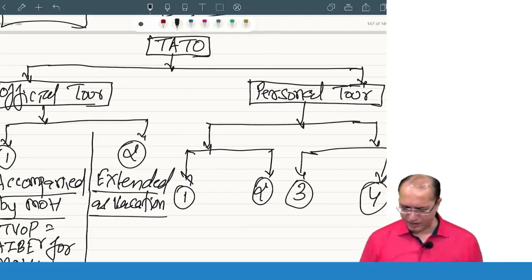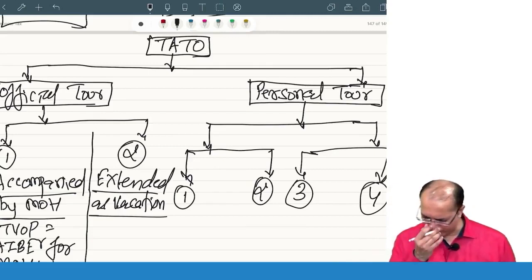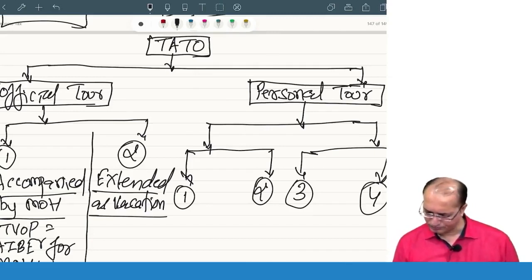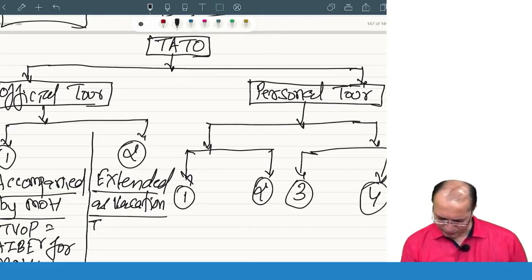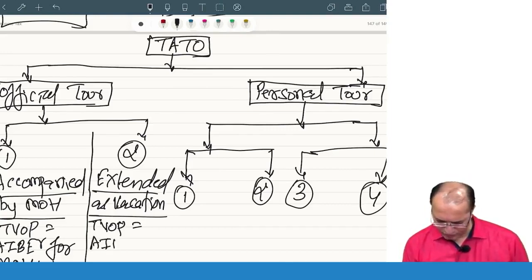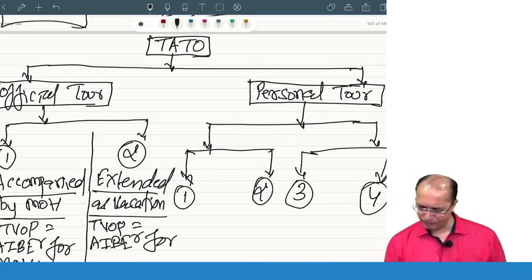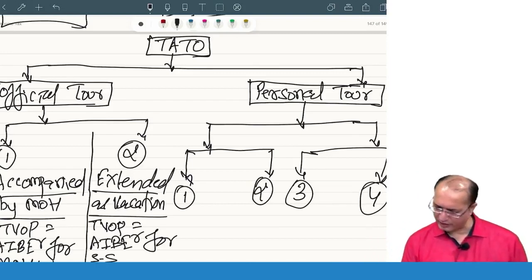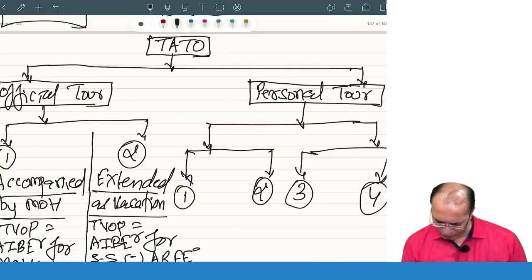Now you tell me what should become taxable to me? If the official tour is extended as a vacation, what should be the taxable value of the perquisite? Apply the general formula: the amount incurred by the employer for the extended period, that is for Saturday and Sunday. From that I should deduct the amount recovered from the employee.